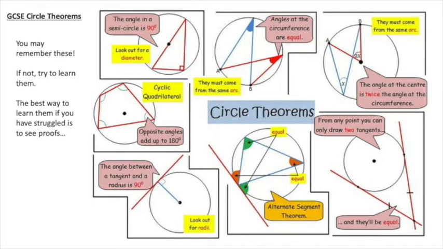So we've got the angle in a semicircle is 90 degrees. You may have been taught that the angle subtended from the diameter in a circle to the circumference is 90 degrees. There's different ways of saying it, but the main thing is that you know and remember the basic facts of it.